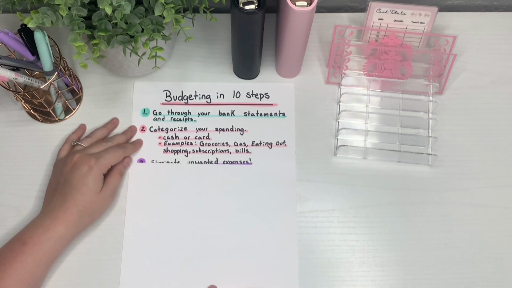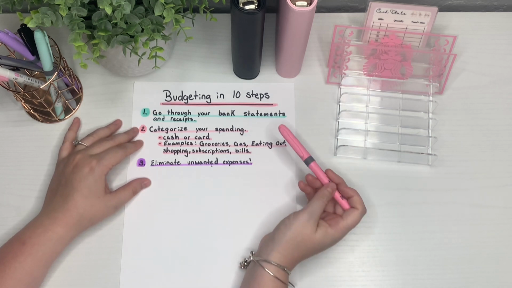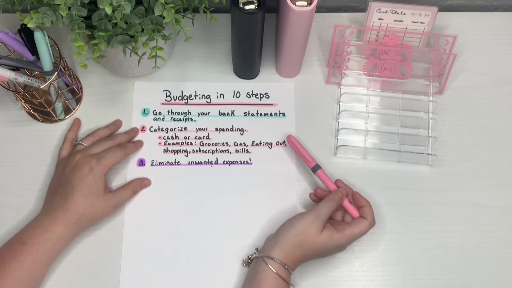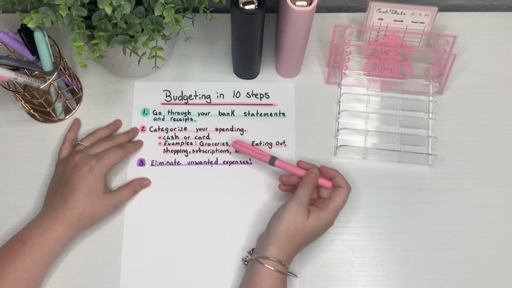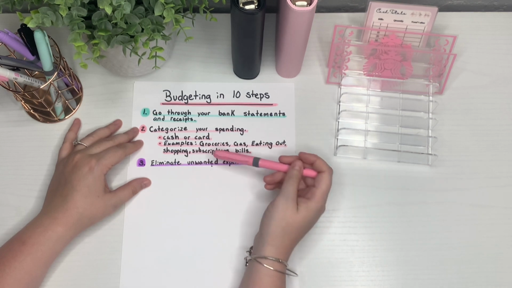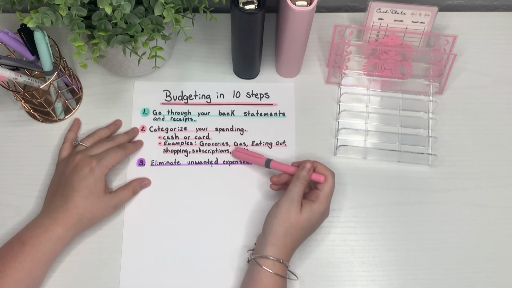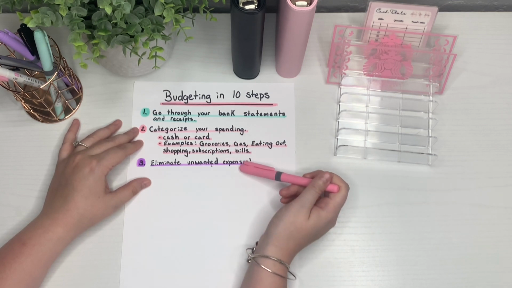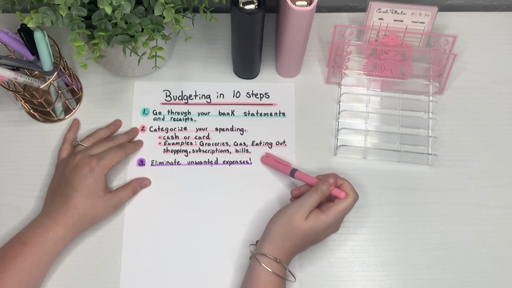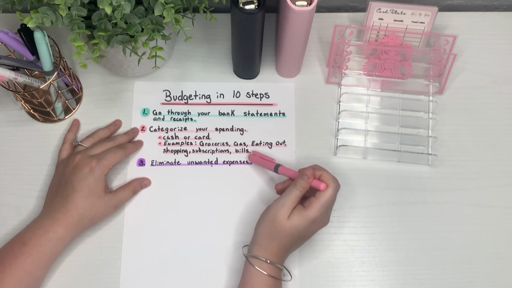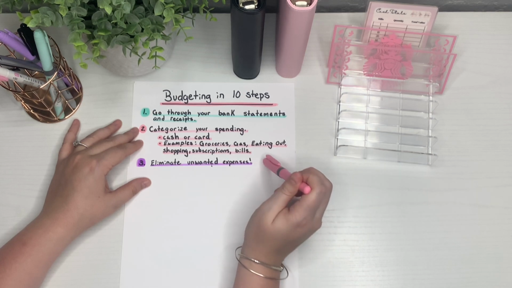So step three is going to be eliminate unwanted expenses. Like I said, a lot of people spend too much money eating out, shopping, and subscriptions. Eliminate unwanted expenses by canceling those subscriptions that you keep forgetting to do. Take the time, go online, log in, and cancel them if you're not using them. That is going to save you quite a bit.